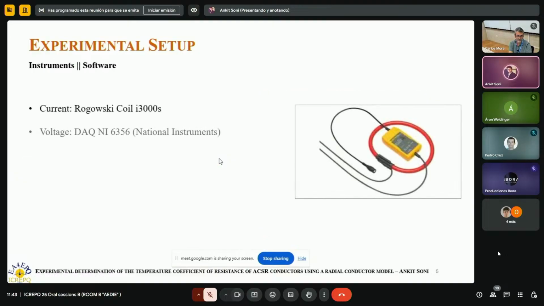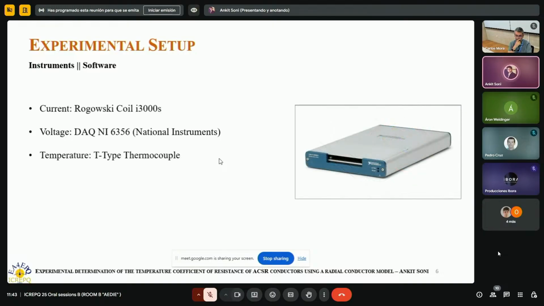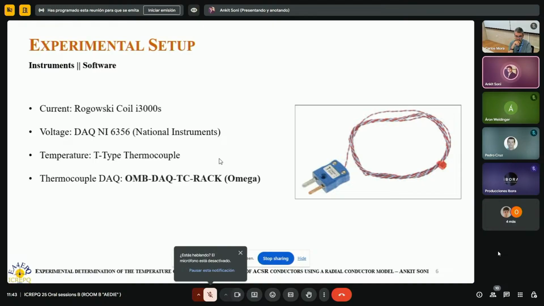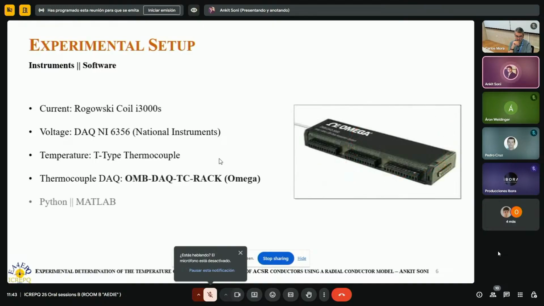So these are the instruments I've used: current, voltage, data acquisition system, and T-type thermocouples, because they have higher accuracy and are very fast. I've used Python code for accessing the data from the data acquisition system and from the thermocouples, and MATLAB for the models.